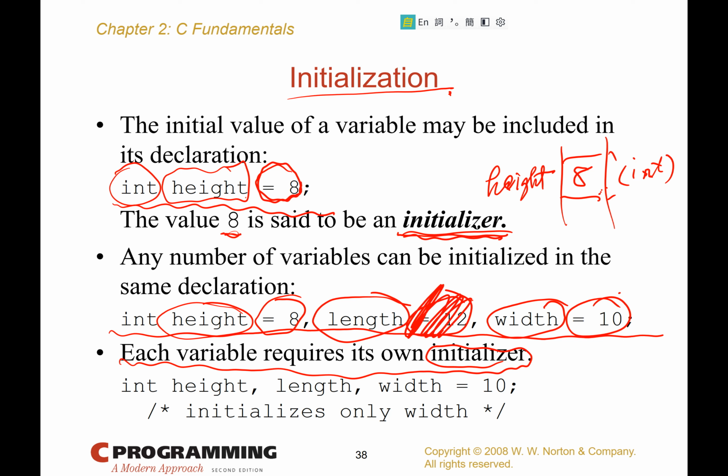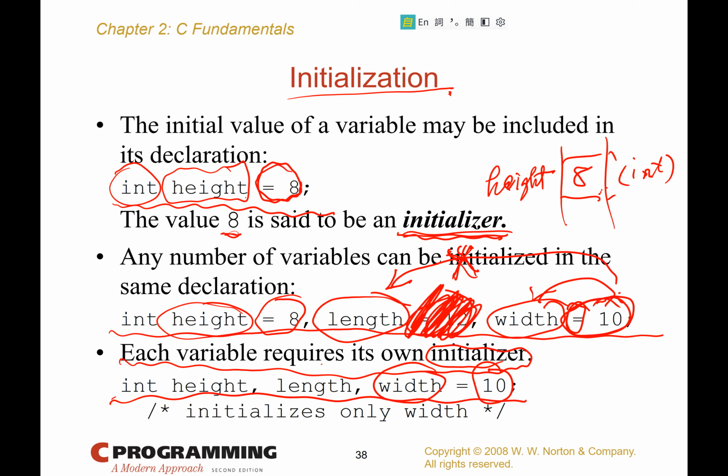You take out this part and you can only initialize with 10, it will not initialize this. Okay? So one equal sign initializes only one value. Okay? So just like this one. Okay? Only width got 10, and length and height did not get the initial value.